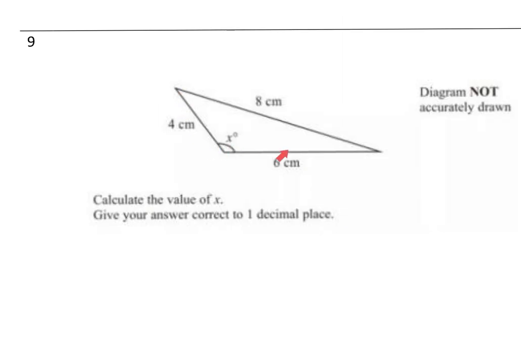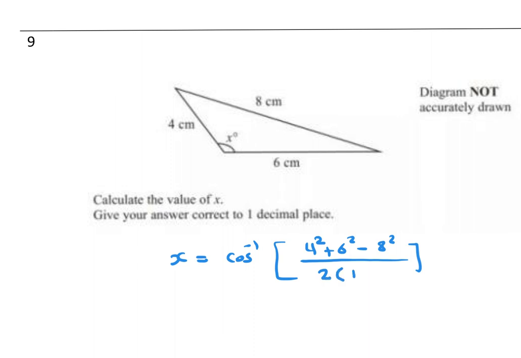Number 9, we have three sides and we need to find this angle. We can use the cosine rule to find this angle. So x equals cosine inverse of 4 squared plus 6 squared minus 8 squared, divided by 2 times 4 times 6. So the answer is 104.5 to 1 decimal place.